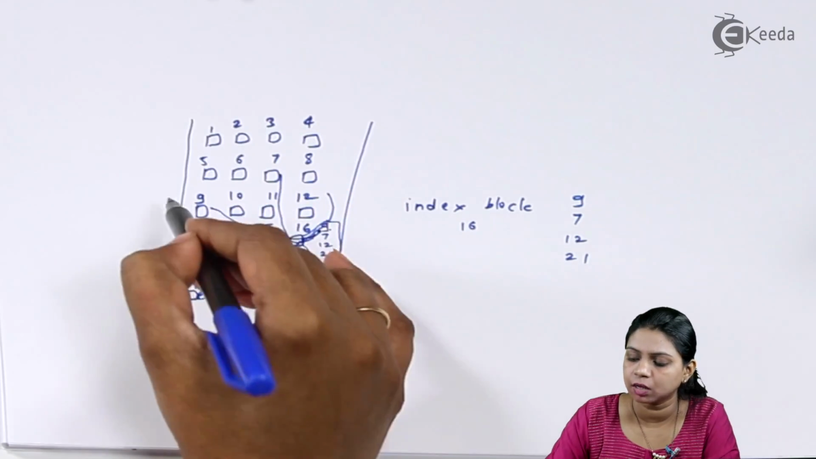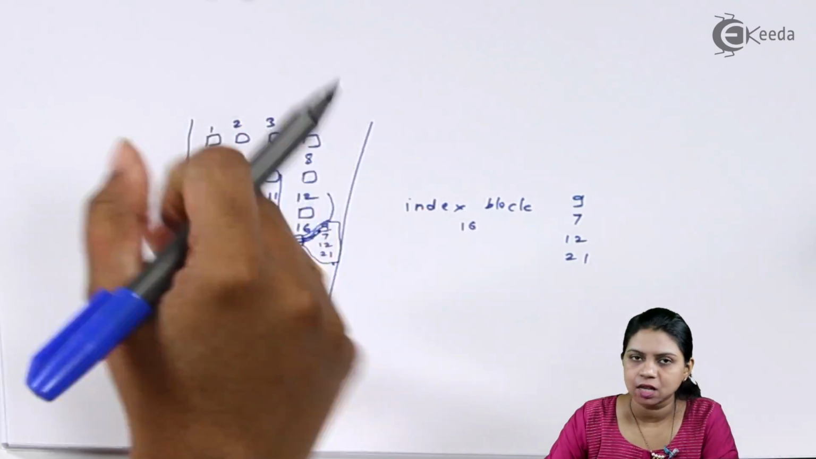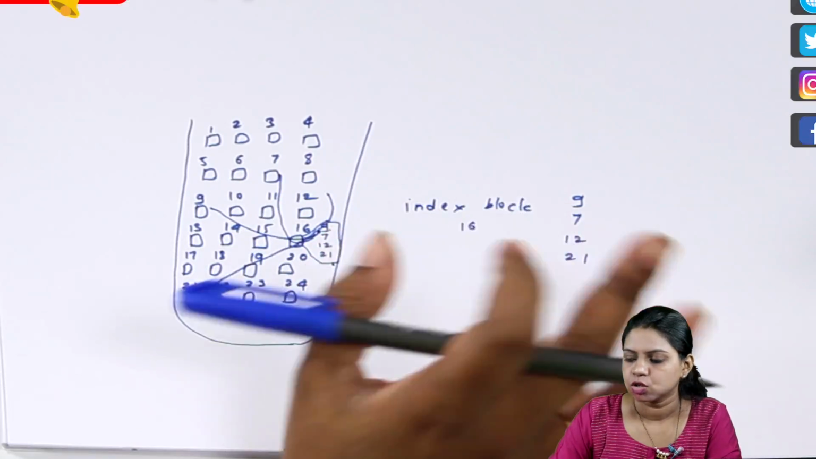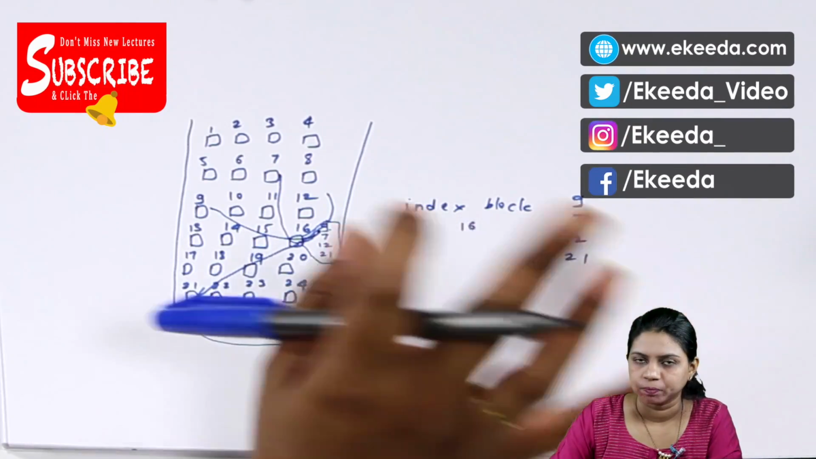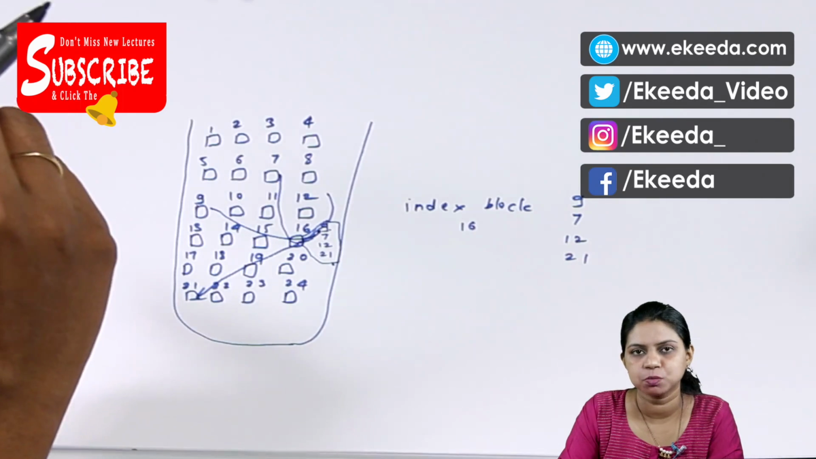Why so? Because here my blocks are not interconnected to each other. All my entries are done from where? Index block. So this is called index allocation. I hope you have understood this topic of information management.